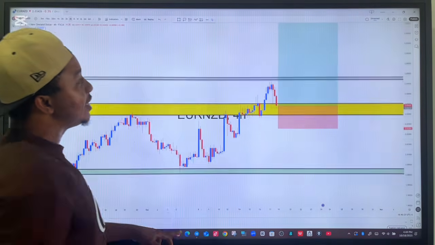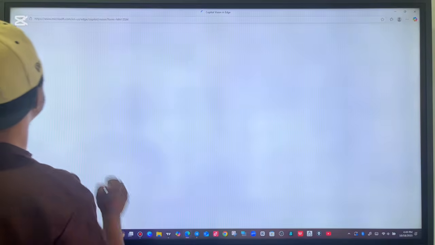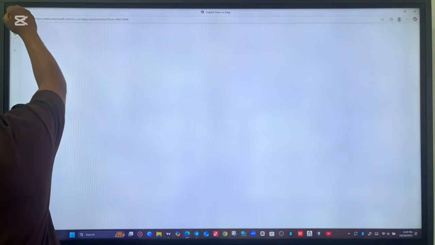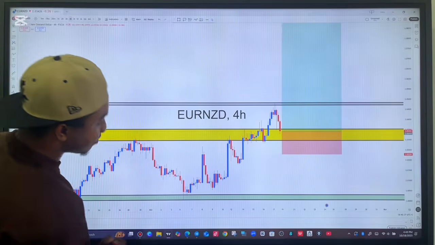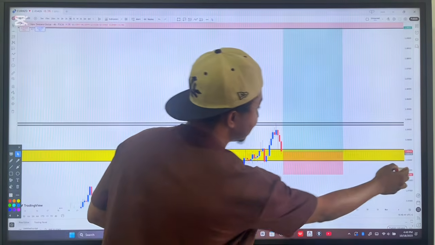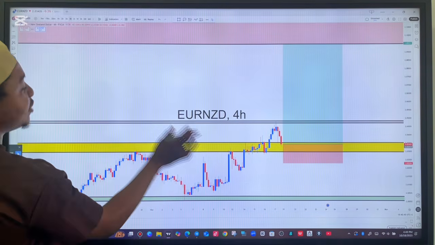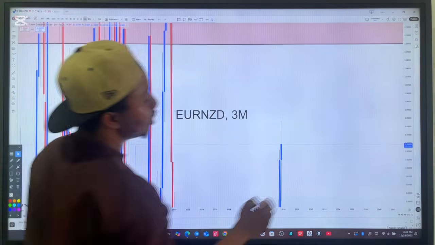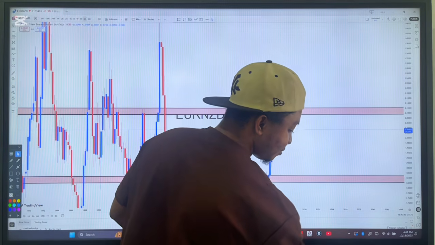So UNZD, you can see why I'm also looking for a buying opportunity on this pair. Now, why am I looking for a buying opportunity on UNZD? Let me explain for you guys. So UNZD, on the 4H time frame, let's take it all the way to the 3 months and then begin with a breakdown of this pair.